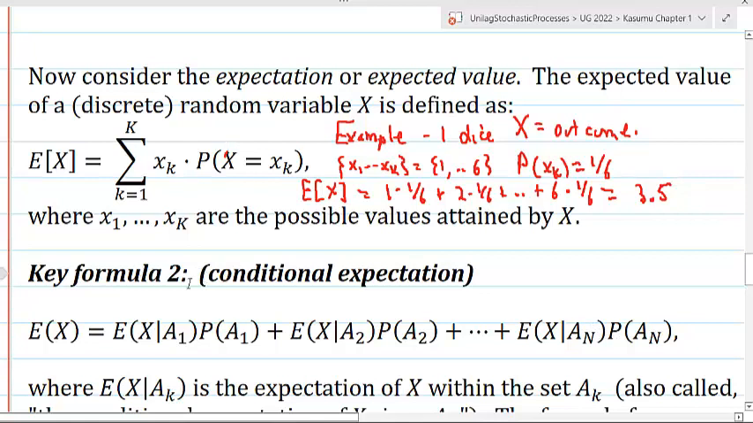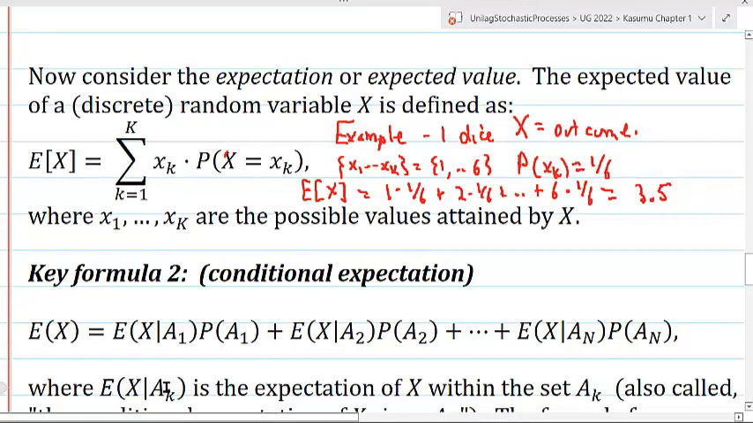Now key formula 2 expresses the expected value of X in terms of conditional expectations. You can see that the expected value of X is a sum of terms. Each term has the expected value of X given a particular event times the probability of that event. You can see that the formula is extremely similar to key formula 1, except in key formula 1 we had P of X here, and we had P of X given A1, P of X given A2, up to P of X given AN. So all we're doing is replacing the P's with E's.